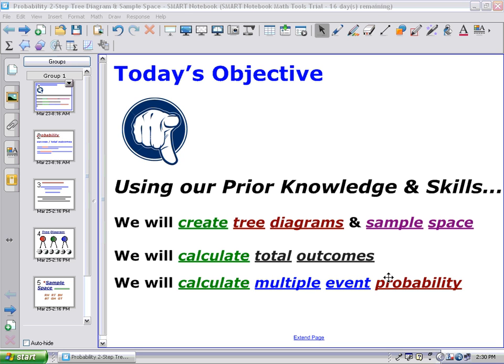Okay, hi and welcome to another installment of Math Basics, Mr. Besh. Today we're going to use our prior knowledge and skill to create tree diagrams and sample space. We're also going to calculate total outcomes and then finally calculate multiple event probability. Combine this all into this last unit that we did, which was one-step probability.